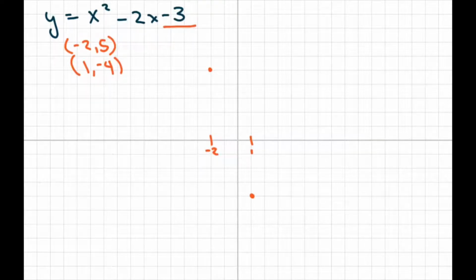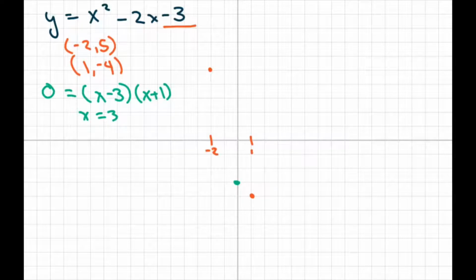All right. I know my y-intercept is -3. 1, 2, 3. And let's factor this and find my x-intercepts. We get x minus 3, x plus 1. So x is 3, and x is -1. So we have this x-intercept there, and x-intercept at 3. 1, 2, 3.